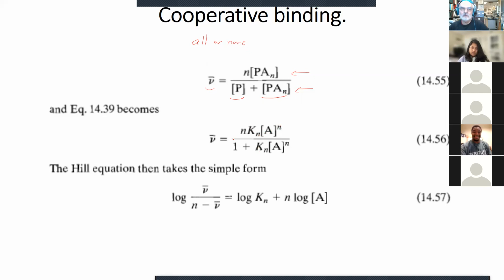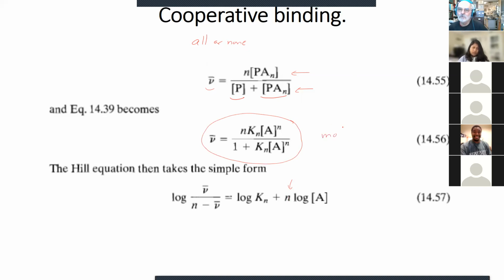And then if you rearrange this equation into a Hill plot, you will get the log of nu over n minus nu is going to be equal to the log of Kn, and then you'll get n times the log of A. So you'll now get n, the number of sites, and that will be the slope of the line if you express the data in terms of this model.